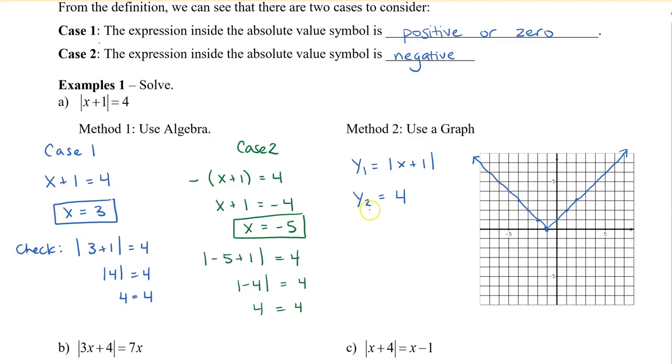Now we're going to graph y2 equal to 4. So y2 equal to 4 is a horizontal line hitting the y-axis at 4. So that's going to look like this. So we can see that these two graphs intersect at these 2 points here, and those 2 points have an x value of -5 and 3, which matches my algebraic solution to the same equation.